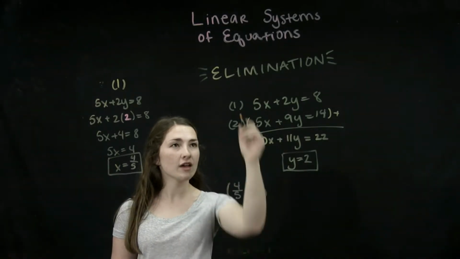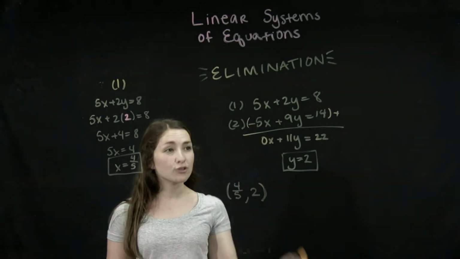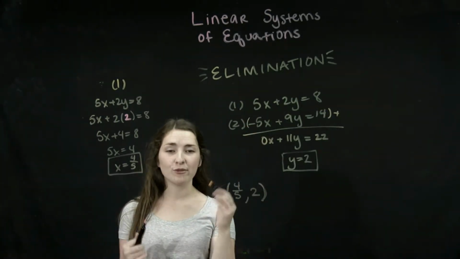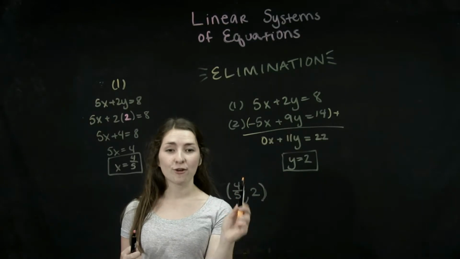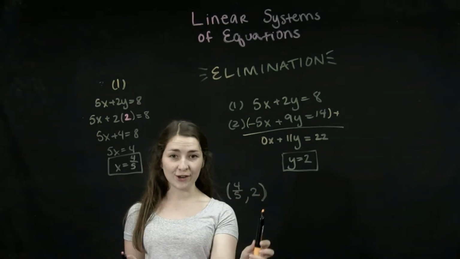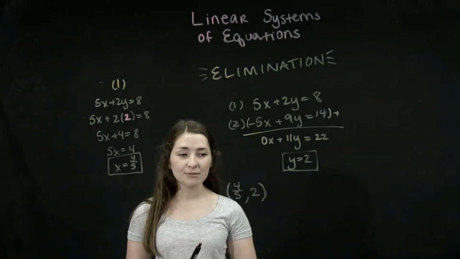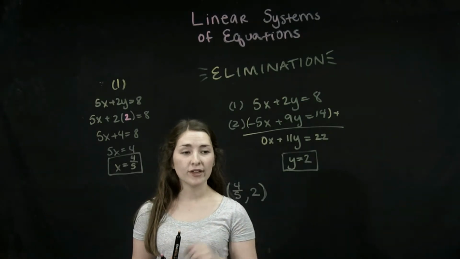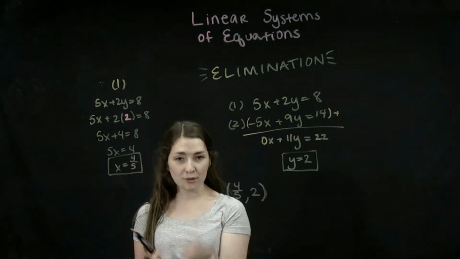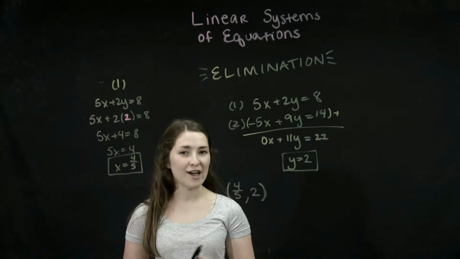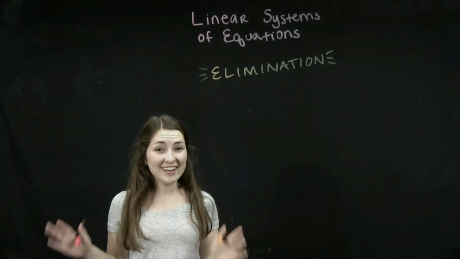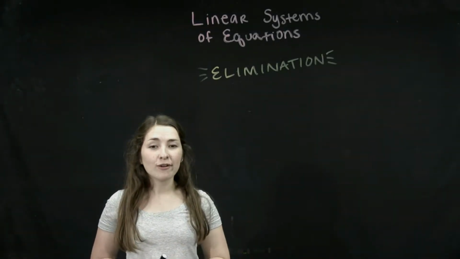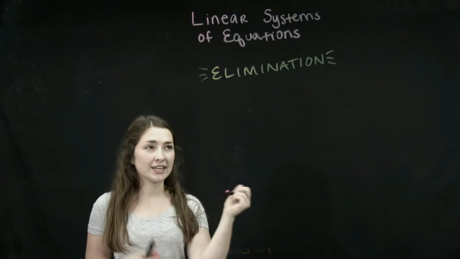And if we were to think about these two equations graphically, we would know that when we graph them, they would intersect right at the point (4/5, 2). Once again, you can check your answer by plugging these two values of x and y into both equations to make sure that all checks out. Okay, for our next challenge in elimination, we're going to be wanting to solve this linear system.